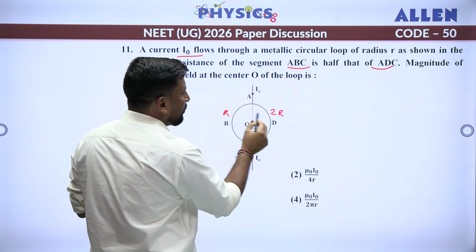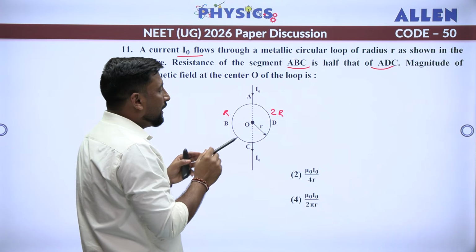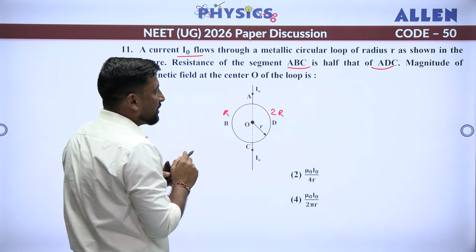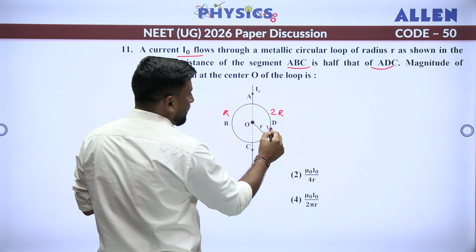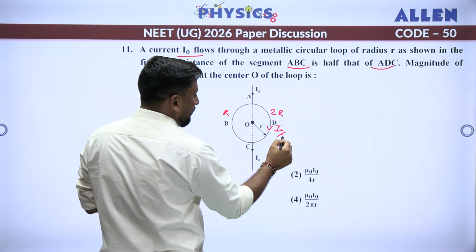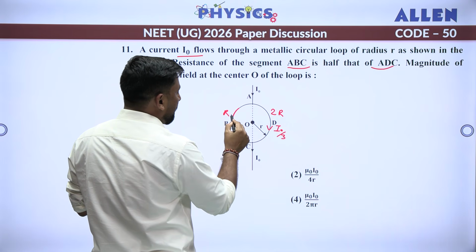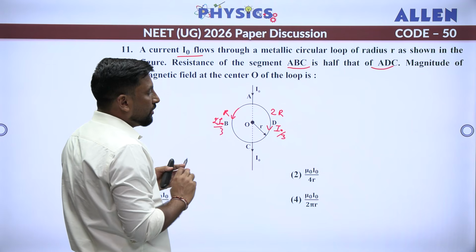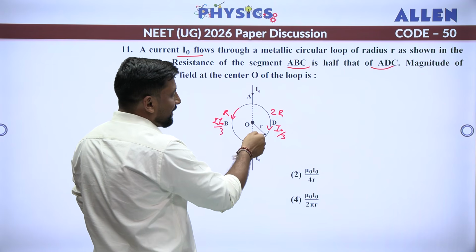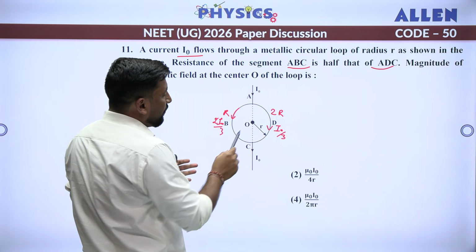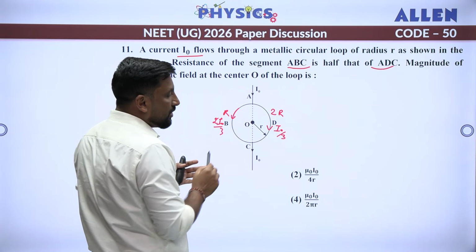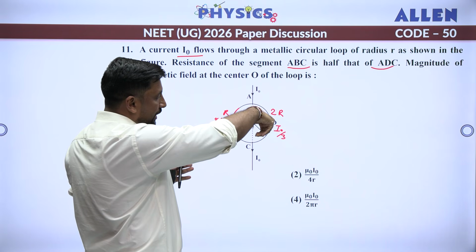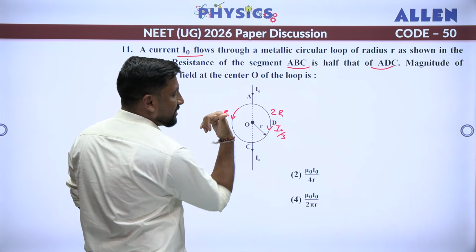Now this current is also going to divide in inverse of their resistance ratio. So in this, how much current will flow? I naught by 3. And in this, how much current will flow? 2 I naught by 3. Now if you talk about this, one is clockwise, another is anti-clockwise. So the magnetic field produced by them is in opposite direction. Due to this one it is inward, and this one it is outward.